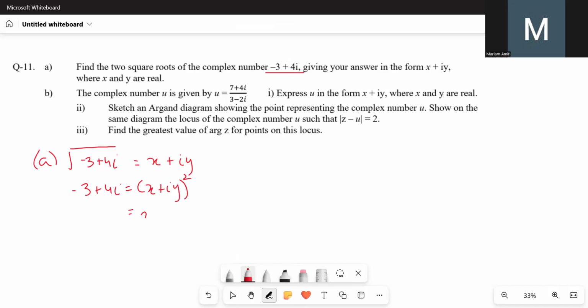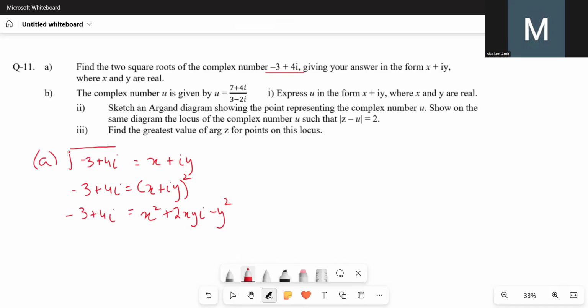Use the identity a squared plus 2ab plus b squared. Iota y whole squared would be minus y squared because iota squared is -1. So this would be x squared plus 2xy iota minus y squared equals minus 3 plus 4 iota.